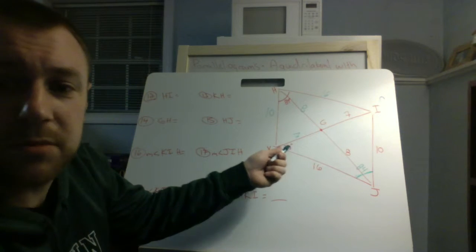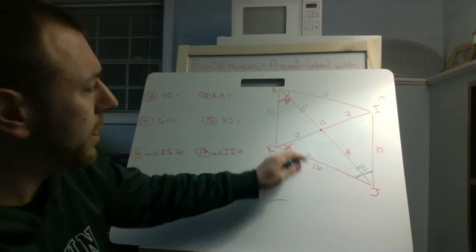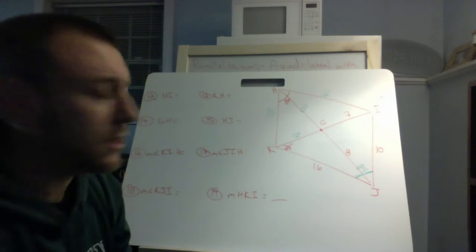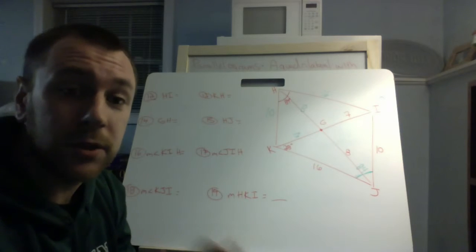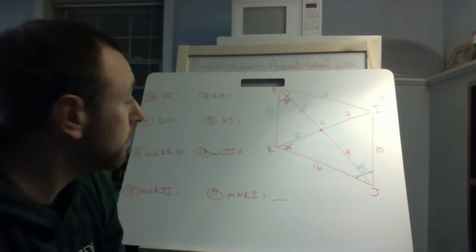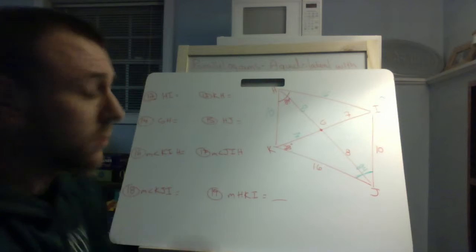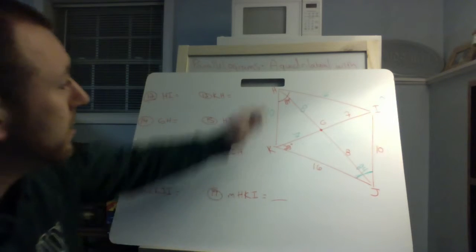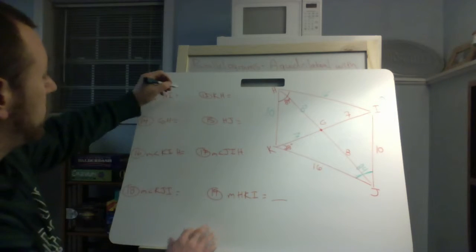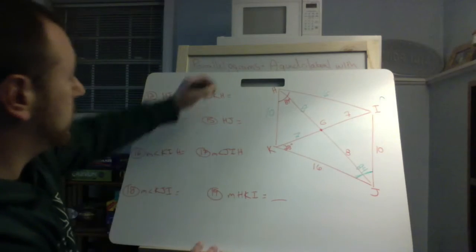I have this random 28 in here that I'm going to talk about in a little bit. But I can find everything else in here pretty easily just by duplicating it on its corresponding congruent part. So all you have to do is go through and answer these questions. HI, what's that length? Well, HI, I just label it as 16 because it's the opposite side of this one. So that's 16. KH is opposite of IJ, so that has to be 10.